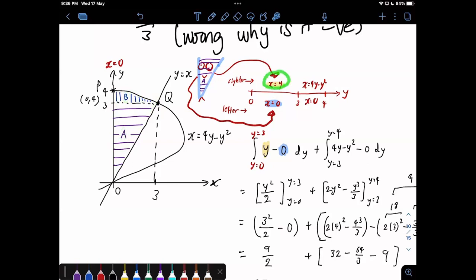Okay, then you just need to identify who's the upper and lower function within one region, and that translates to the first integral. And then for the second integral, you do the same thing: find the lower and upper limit, and then figure out who's the upper and lower function. Then you substitute in accordingly. Upper function here, lower function there, minus in between, and integrate over that region, from y equal to 3 to y equal to 4, that particular interval.